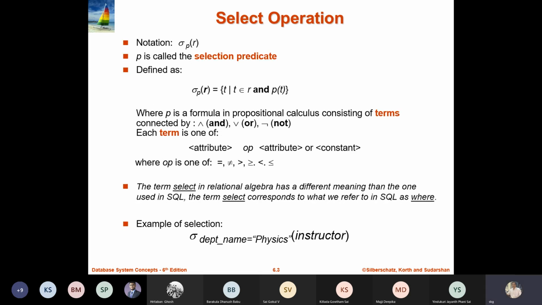Let us see the formal representation of these operations. One is the select operation. Notationally we represent it by sigma p, where p is the predicate over relation R. There is a selection predicate, and it can be represented as those tuples t where t belongs to R and satisfy P of t, where P is a formula in propositional calculus consisting of terms connected by and, or, not, type of things.